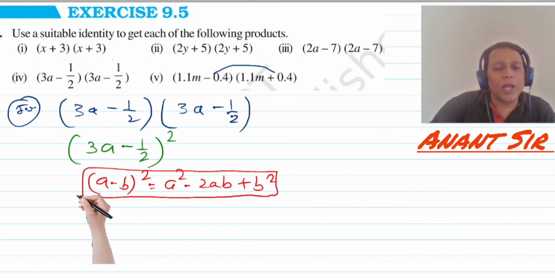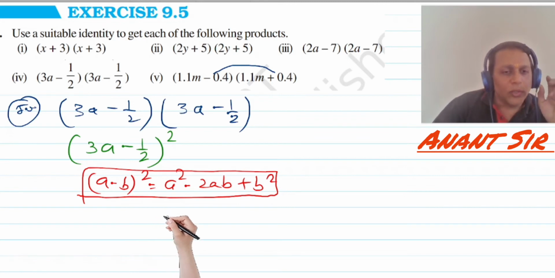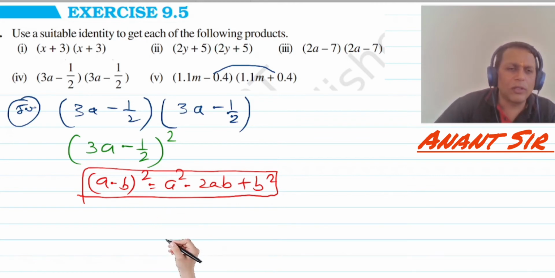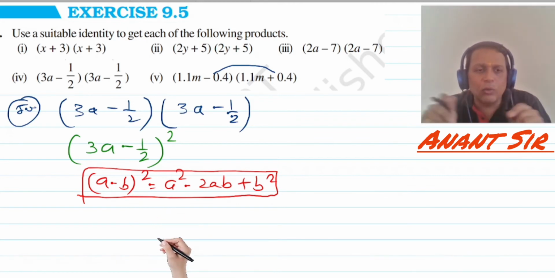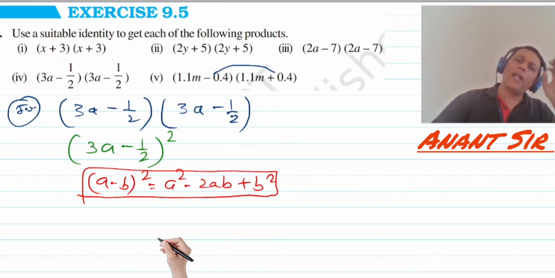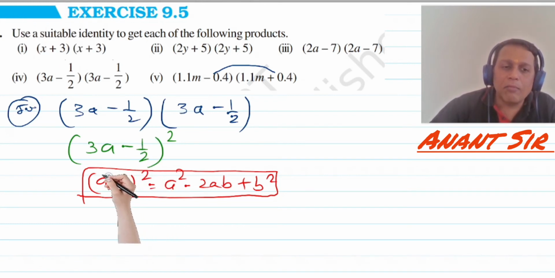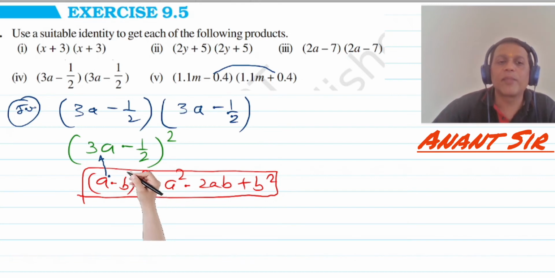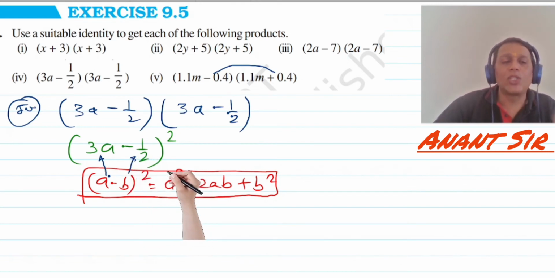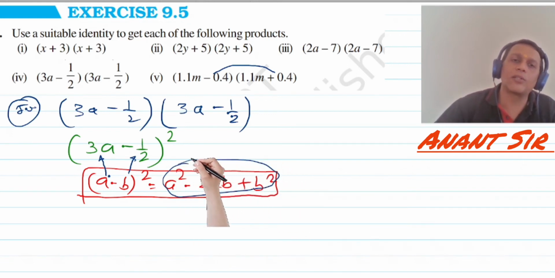Please have that habit of writing the formulas in each question, so that you will remember the formulas. You don't have to keep mugging them up. So just try to write the formula in each question, wherever you use the formula. Now, what do we do? We just replace a by the first term, which is 3a, and b by the second term, which is 1 by 2. Just put the values in this and that's the answer.